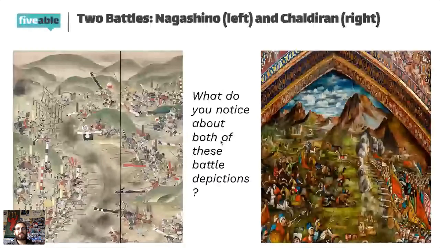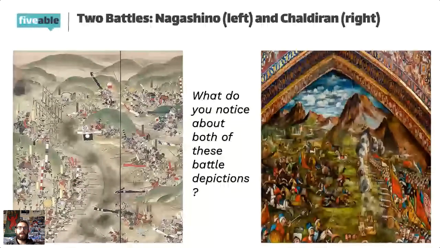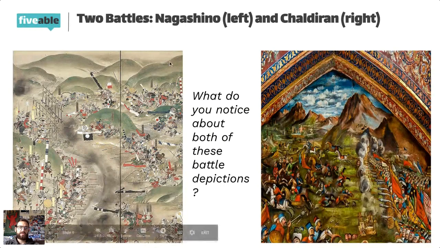So I want to have you take a look at two paintings, one on the left and one on the right. Now, these are both battle paintings of famous battles that maybe you may or may not have heard of, but that's okay, even if you haven't. What I'd like you to do is go ahead and take a look at what do you see, just kind of looking at these two paintings. What do you see? These battles were actually about the same time period. They're about 50 years apart and in totally different parts of the world. But what do you see when you just kind of look at these two battles?